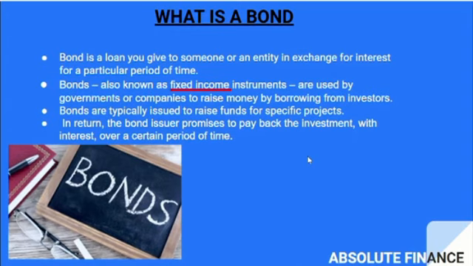Bonds are typically issued to raise funds for specific projects. That is, when a company issues a bond, they need money to invest in their business and grow their business, or when the government issues a bond, it is to fix roads, to build, or to help its budget. When they need funding, they issue a bond. In return, the bond issuer promises to pay back the investment with interest over a certain period of time. The bond issuer, the person that issued the bond, will pay you back the amount you lent them, with interest, for a particular period of time.